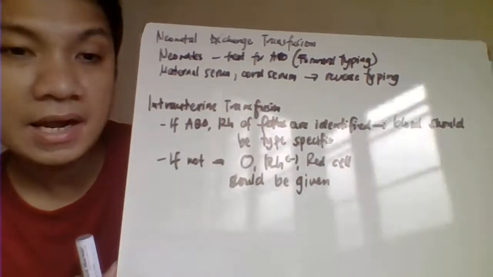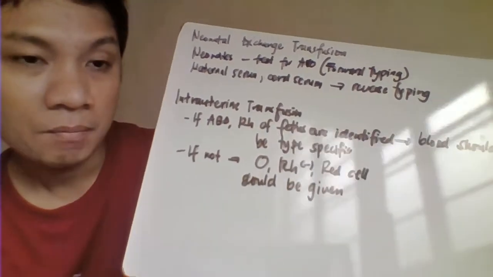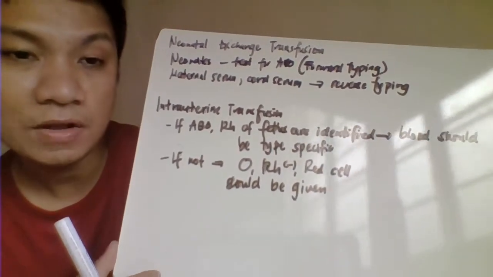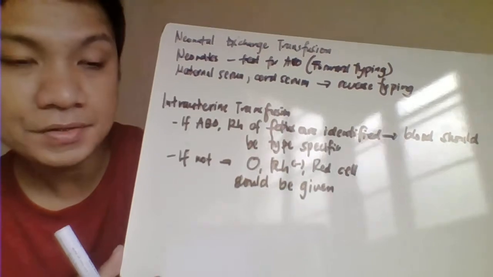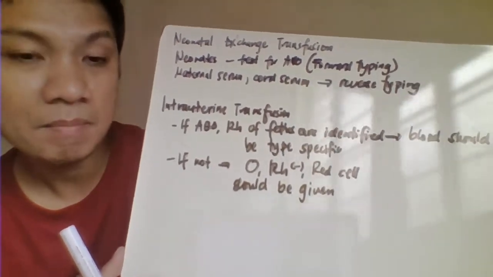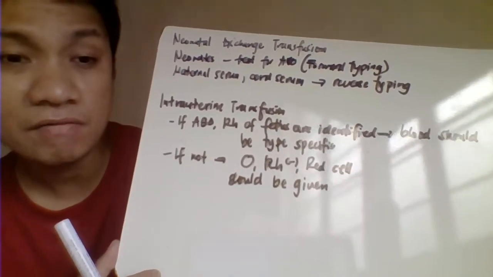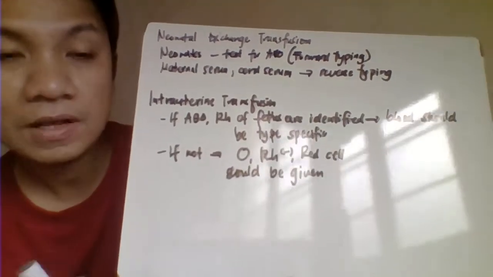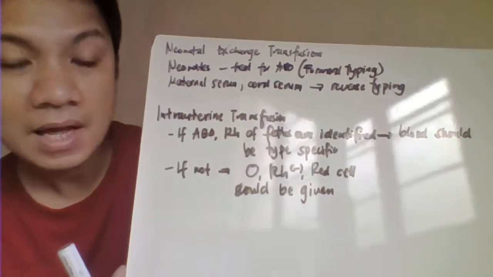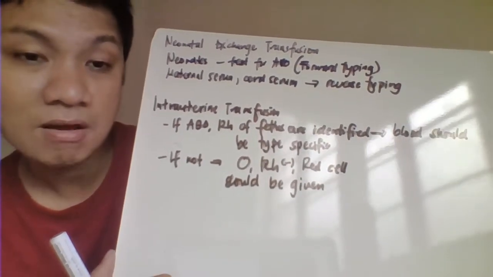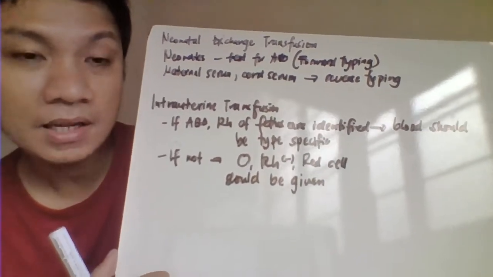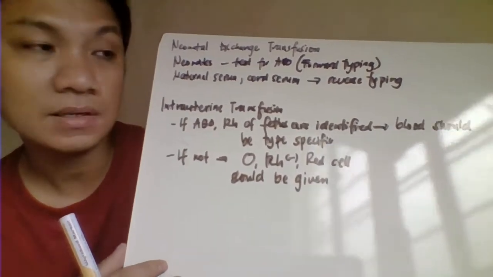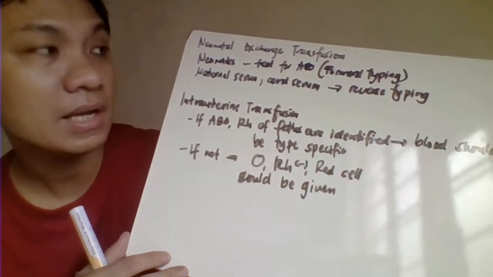For the intrauterine transfusion, so pag alam mo ang ABO and Rh blood type ni baby natin, then you give type specific. Say kung type A, Rh positive ang baby, then give also A and Rh positive na blood. Pag hindi, pinaka-safe is you give the type O, Rh negative, and then red cell instead of the whole blood. Again, that one would be the safest for you to perform your intrauterine transfusion.